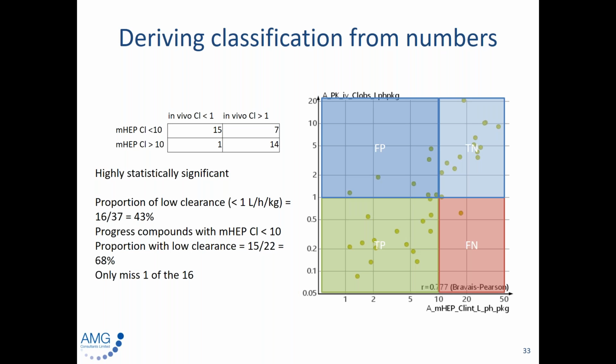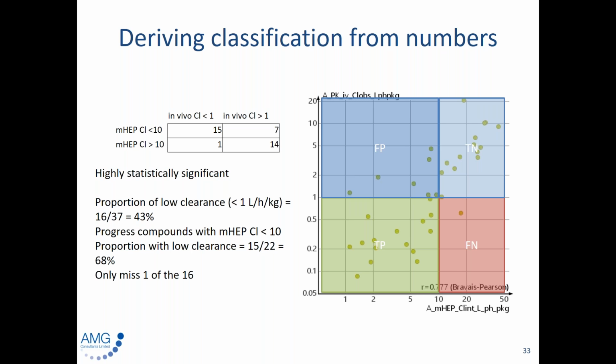If we progress only those compounds with a mouse clearance of less than 10, then we would enrich those with a low clearance. So of those in this set here, 68% of them have an in vivo clearance less than 1, and we would only miss one of the 16. So that looks quite nice, and it is quite nice. And with a decent R value, it's not surprising that it's quite nice.